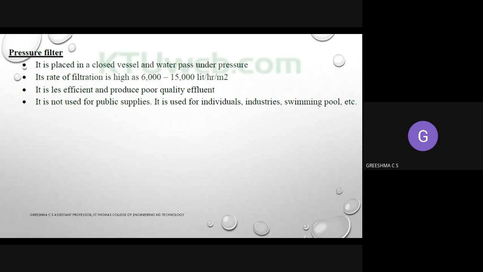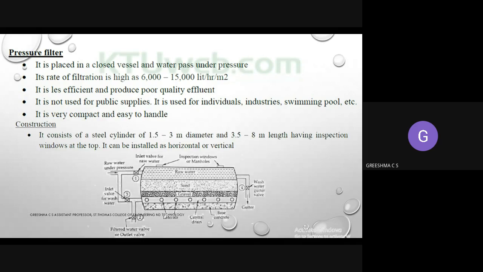So we have learned about two types of filters in this module, that is slow sand filters and rapid sand filters. We'll also study the last filter for this module, that is the pressure filter. So from the name itself we can understand that it is somewhat related to pressure. So what do you mean by pressure filter?